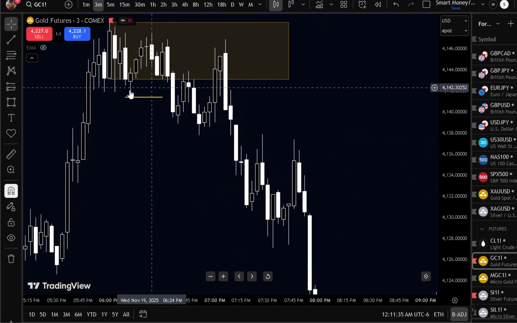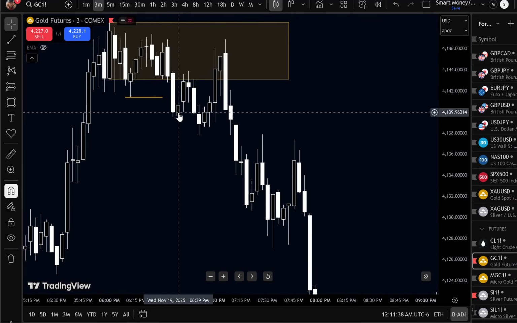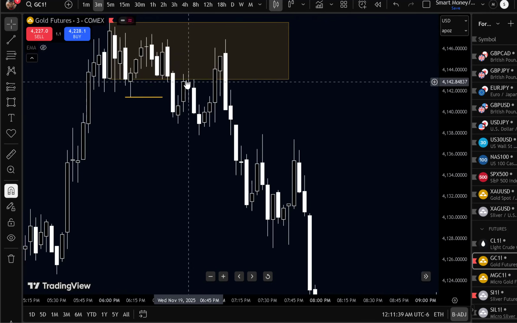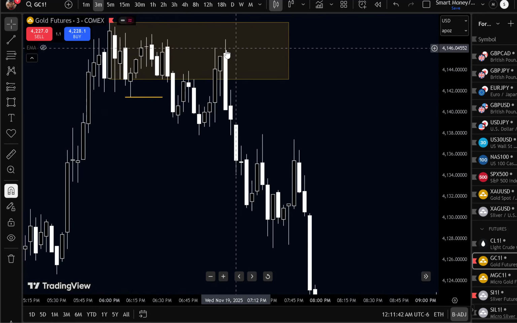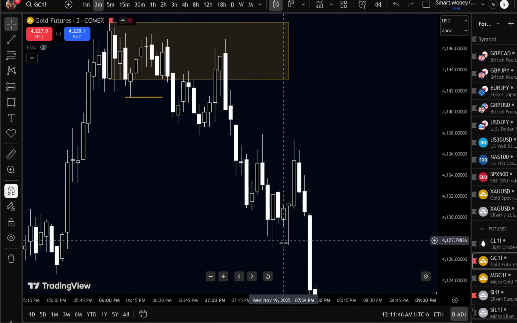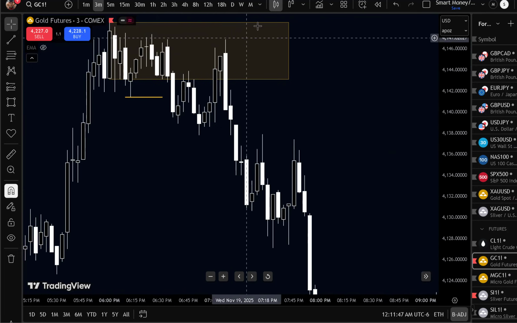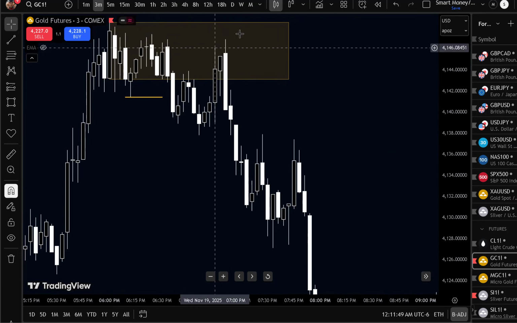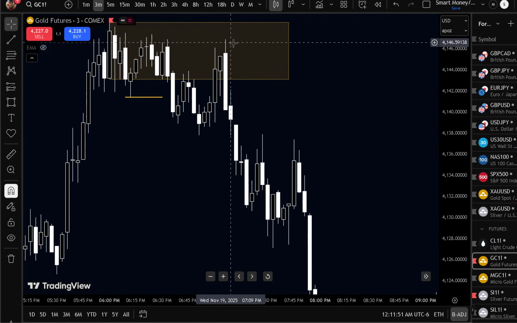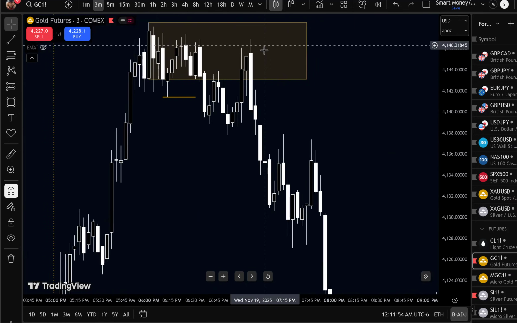Look at what happened. This broke and closed, came back right here. Also came back here. But your stop loss up here. And then look what happened. Fell from the sky. That's your entry. That's how I enter my trades using fair value gaps, using order blocks.